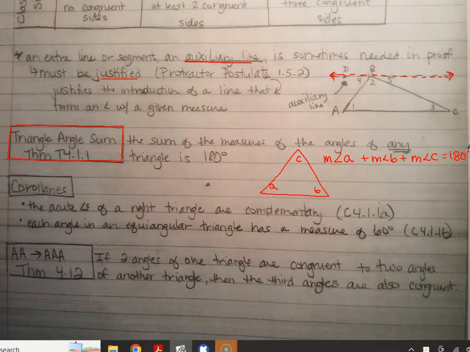Okay, some corollaries that we have. The acute angles of a right triangle are complementary. What does complementary mean?